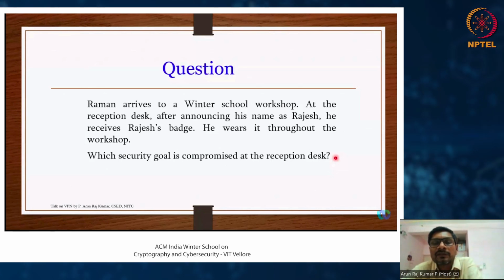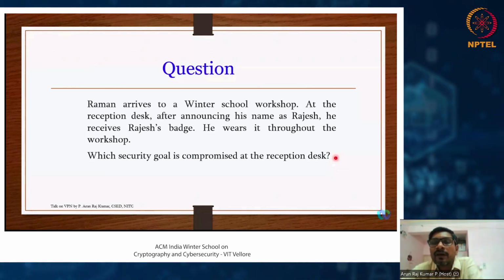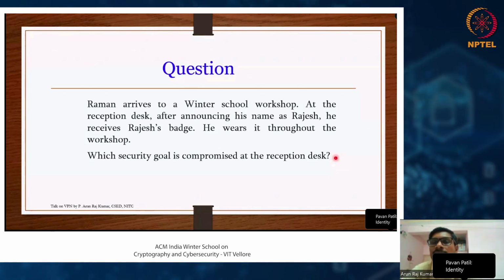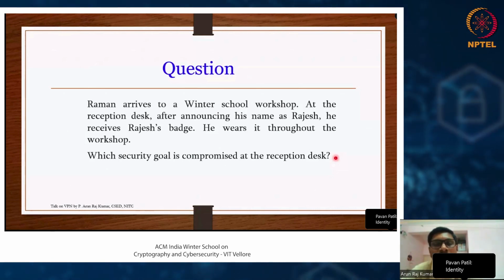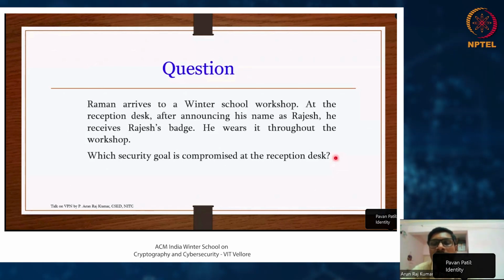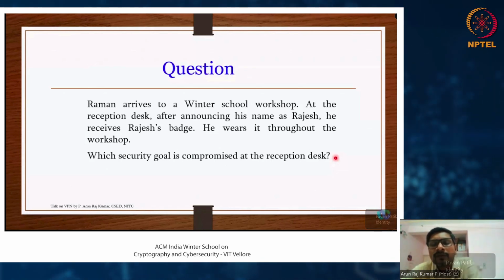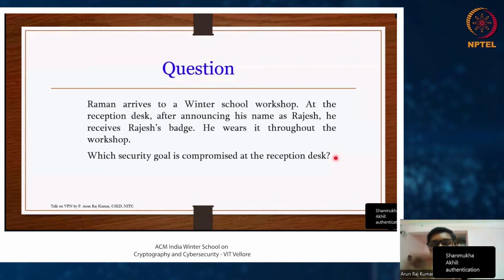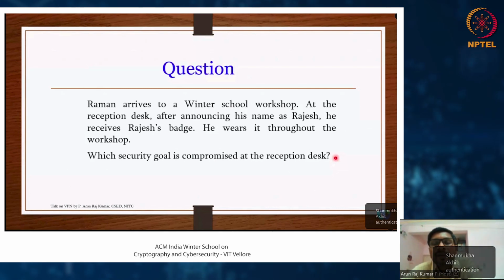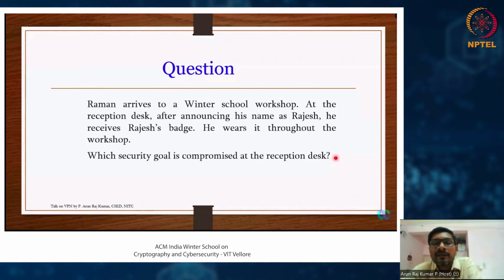So we understood now what is the need for a virtual private network and what are all the goals of security, right? Up to this, any doubts or any questions you have? Okay, yeah. Which security goal is compromised at the reception desk? Identity. So identity means which goal? Because we are talking about confidentiality, integrity. All right, authentication. Very good. Anything else? Any other answers?